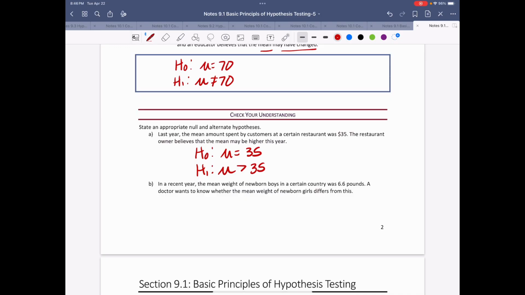In a recent year, the mean weight of newborn boys in a certain country was 6.6 pounds. A doctor wants to know whether the mean weight of newborn girls differs from this. Same thing. The doctor wants to know if it differs from this. And what is this, that weight of the boys? So mu is different than 6.6. H0 is going to be, it's not any different. Mu is 6.6.